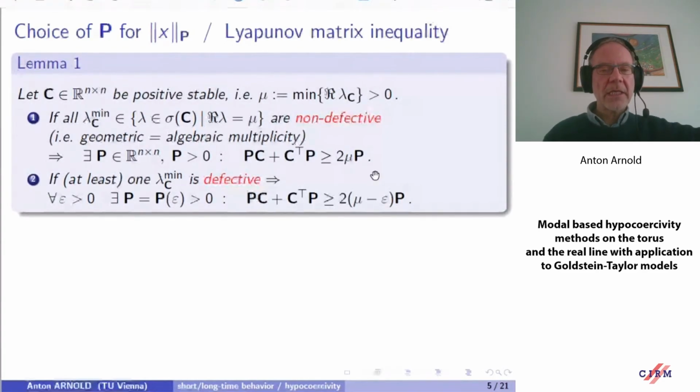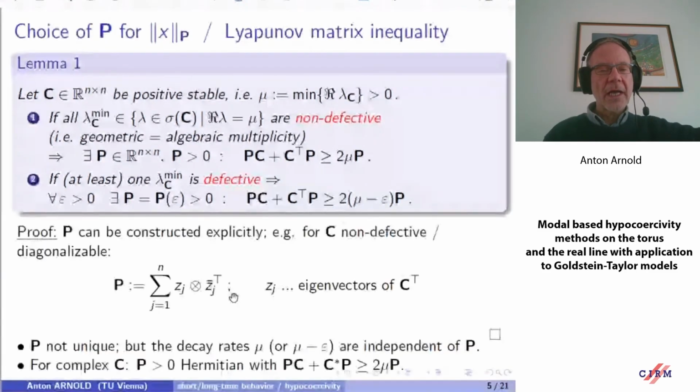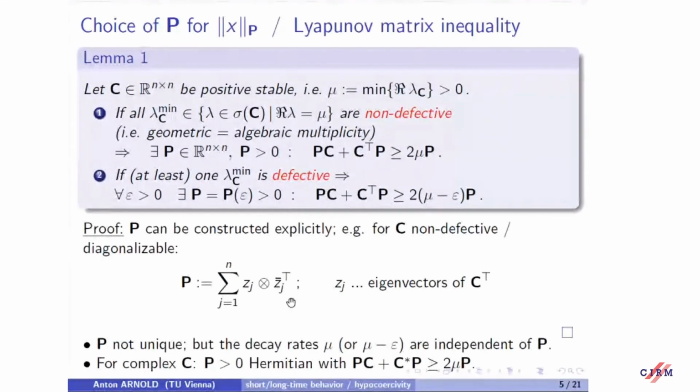Let me now just briefly show you how to construct such a matrix P. Take all eigenvectors of the transpose of your given matrix C and tensor them in this way, and sum up all these eigenvectors.